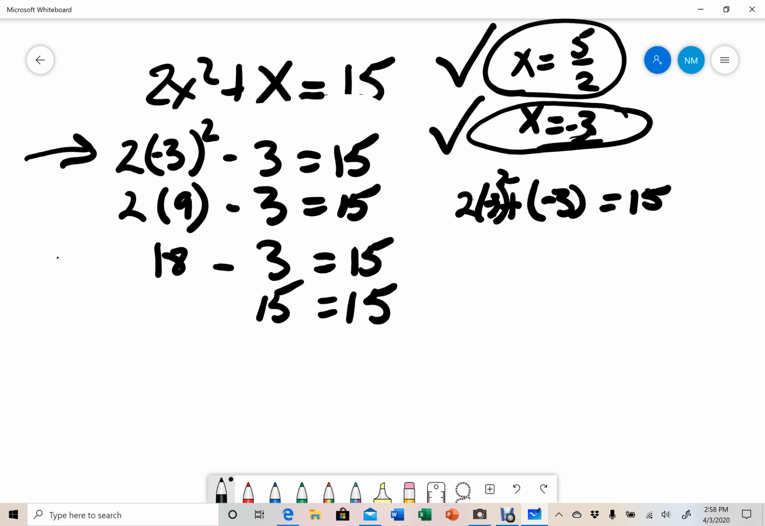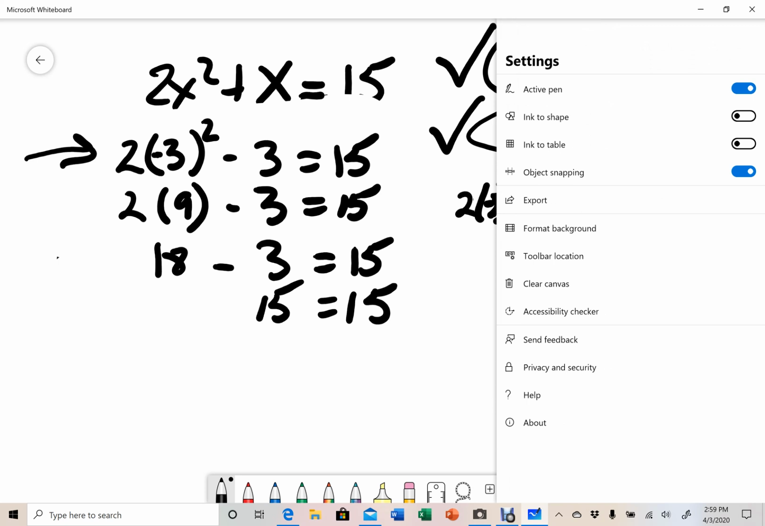And again, this is why we check. Okay, I checked and then I realized that I was missing my negative there. Okay, so those are the steps basically as we walk through those. Let's try another equation here.